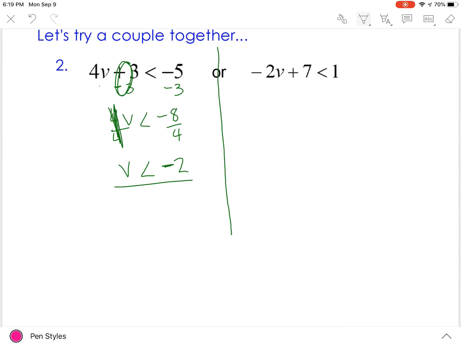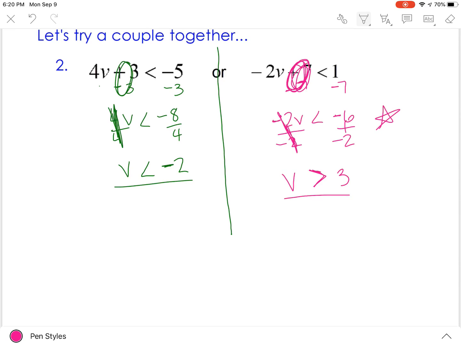Let's go ahead and find the second half. -2v plus 7 is less than 1. So let's subtract 7 on both sides, right? Because the inverse of addition is subtraction. So since 7 minus 7 eliminates to 0, we have -2v is less than 1 minus 7, which is -6. We're going to divide by -2 on both sides. So notice that we divided both sides of our inequality by a negative. Whenever this happens, the sign flips. So over here we have v is greater than, well, -6 divided by -2 is +3.